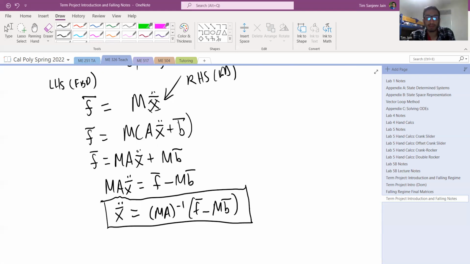I have posted on Canvas a PDF of all of the correct matrices for velocity and acceleration, as well as the F matrix and the M matrix. So I suggest that as you're working these through, you double check with what I have.